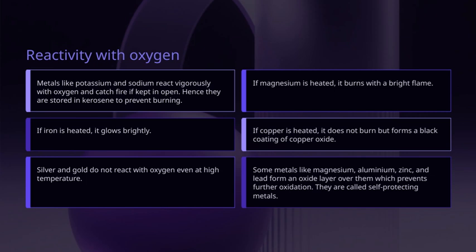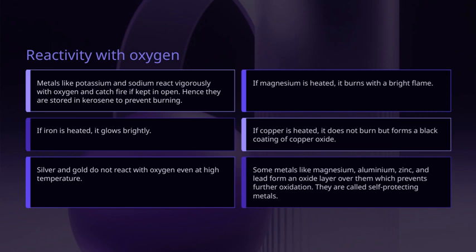Now, if we look at copper, when it's heated, it doesn't catch fire or burn. Instead, it forms a black coating of copper oxide on its surface. It's a bit different from other metals in that way. Magnesium, on the other hand, is quite reactive. When you heat it, it burns with a bright, intense flame, so it reacts vigorously with oxygen.